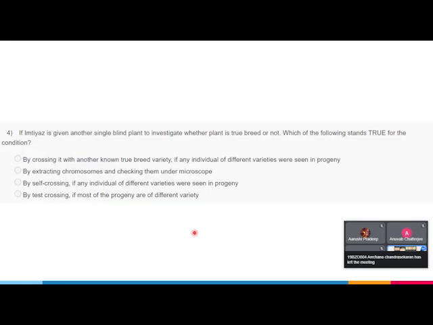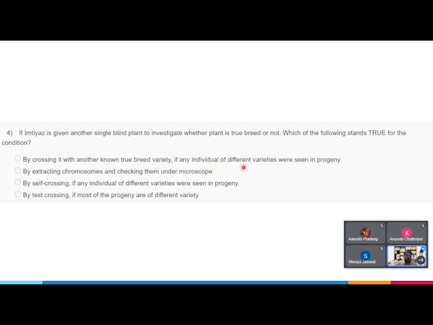Okay. So we go on to the next question, which is: if Imtiaz is given another single blind plant to investigate whether the plant is a true breed or not, which of the following stands true for the condition? In this case, we do not want to find out the exact genotype of the particular plant, but we only want to know if the plant is true breed or not. What technique can we use in order to determine that? The options are by crossing it with another known true breed variety.